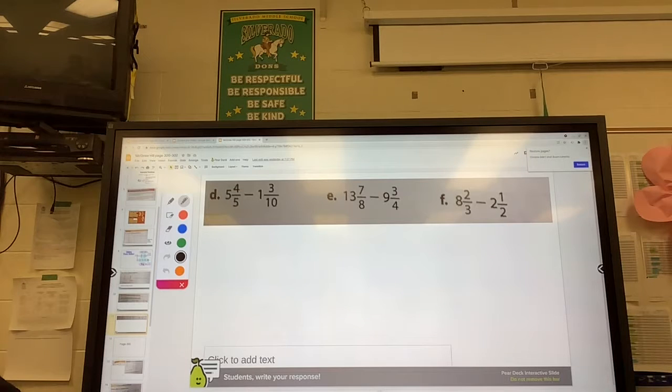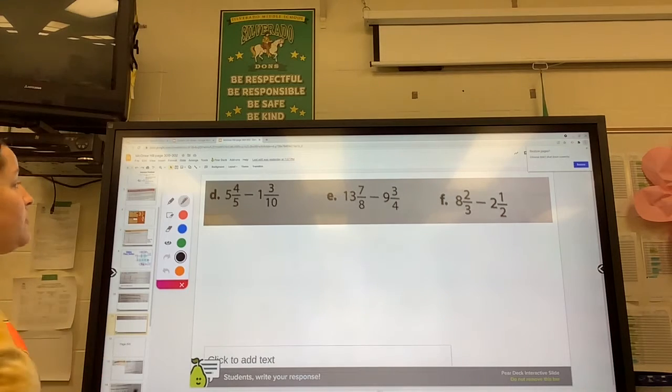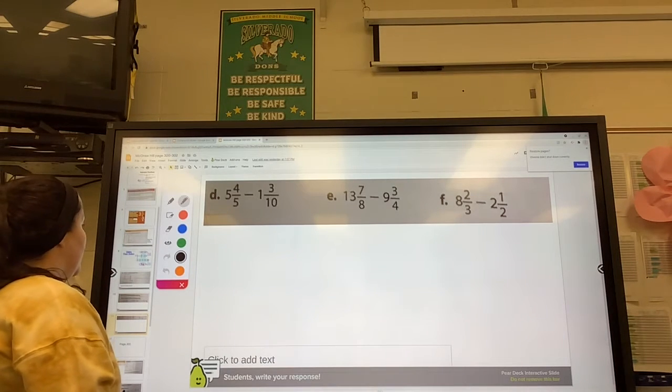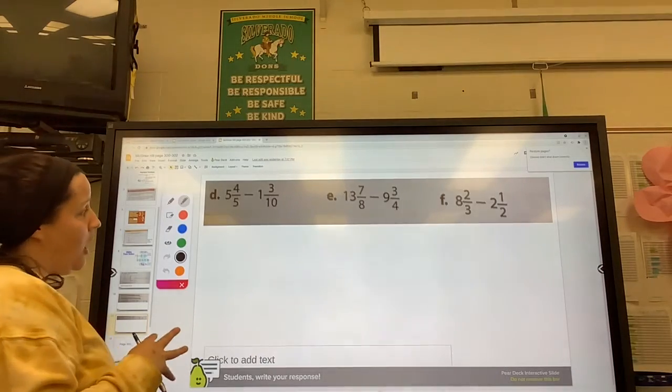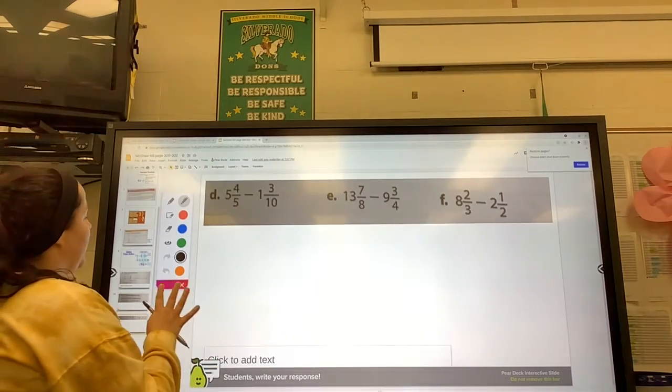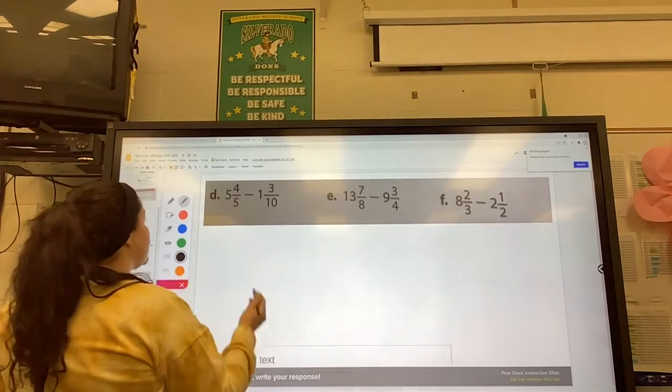Okay, we're gonna solve these subtraction problems. So again, there's two ways. You can convert them to improper fractions and solve that way, or you can try and see if you could subtract just by doing the whole numbers and then the fractions. So first, let's look at the first one.